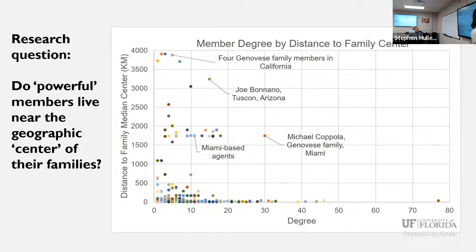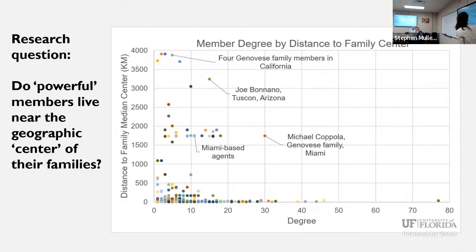And here is John Armento again. He is our 77 person with 77 friends. And he lived in New York very, very close to his family. So he was able to keep eyes on things. In fact, a number of the higher degree people tended to live very, very close to their family.